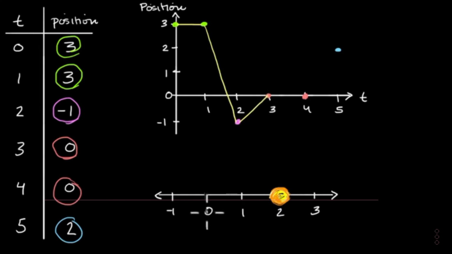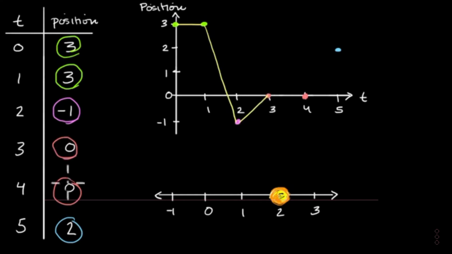Here, it would have been going from -1 to 0, moving 1 to the right. But over here, since we're plotting our position on the vertical axis, it looks like we went up. But this is really just going from position -1 to position 0 from time 2 seconds to 3 seconds.